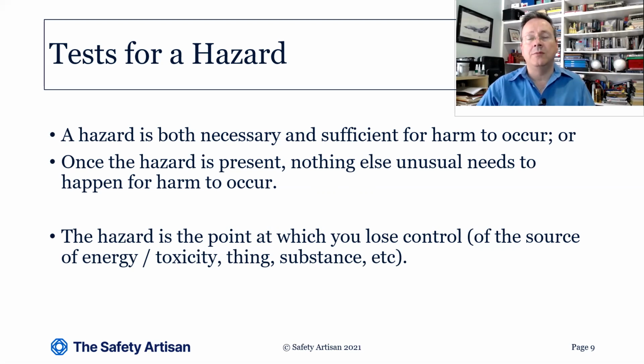A further thing that I've heard, which I think is helpful, is that a hazard is an accident waiting to happen. And then the third on this list, we can think of a hazard as the point at which we lose control of something. And it might be an energy source that we lose control of. It might be something toxic. It might be a physical piece of equipment that we've lost control of, or a vehicle. It might be a substance, whatever it might be. We've lost control, and now somebody could get hurt. Okay, so those are some tests for a hazard, some different ways of thinking about it.